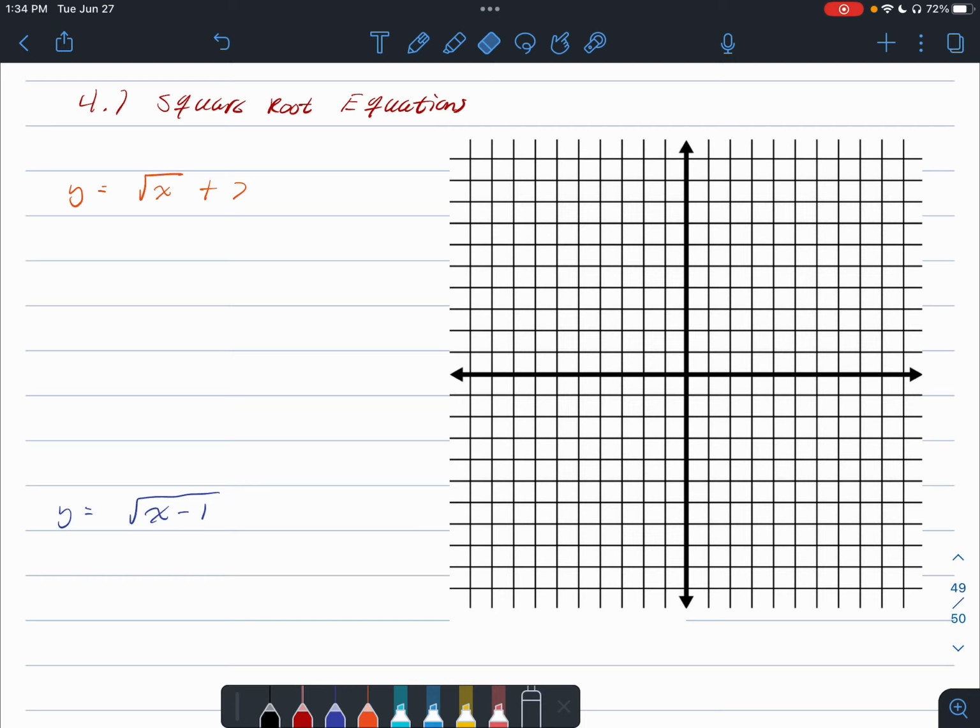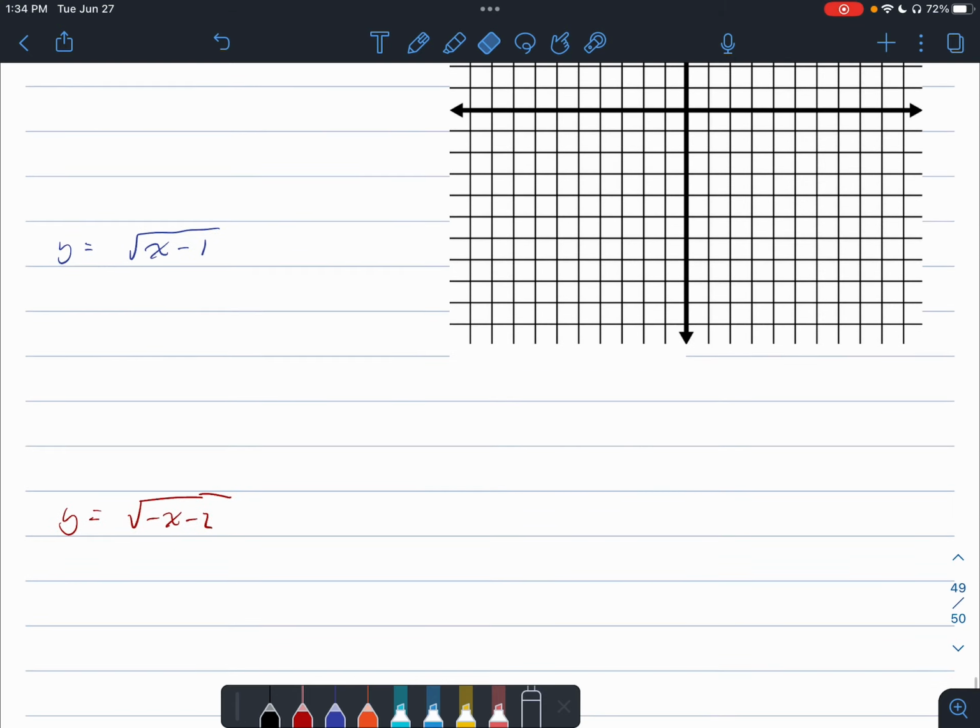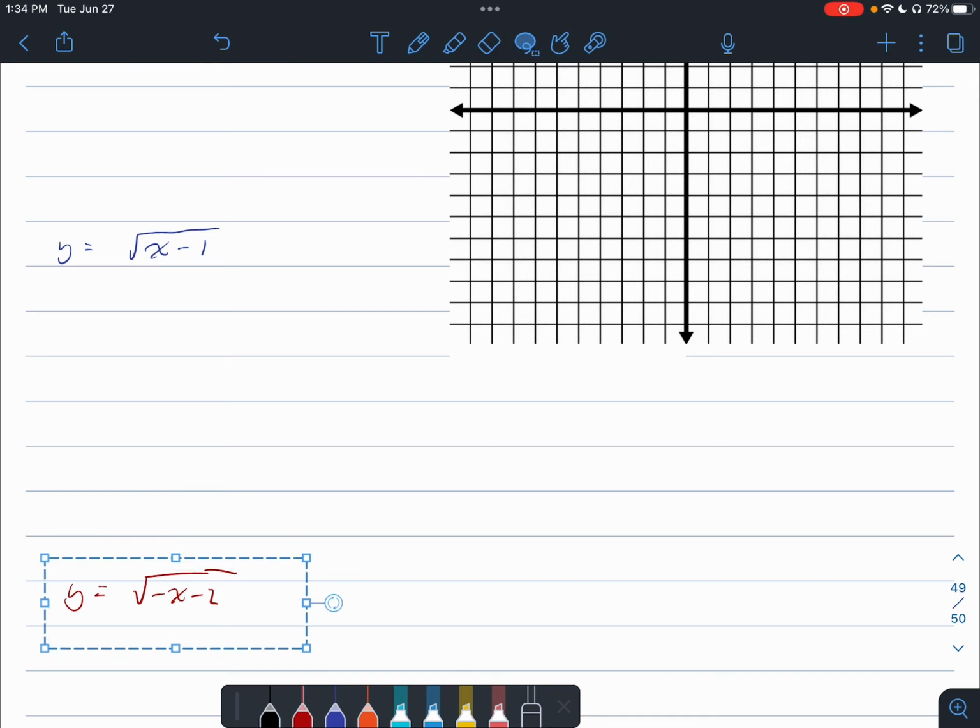Okay, so I actually want to do this middle one here first. Okay, and then we'll graph the other two. We're going to do this a little out of order here. Okay, so we're going to do y is equal to the square root of x minus 1.